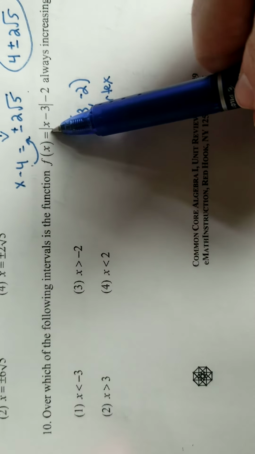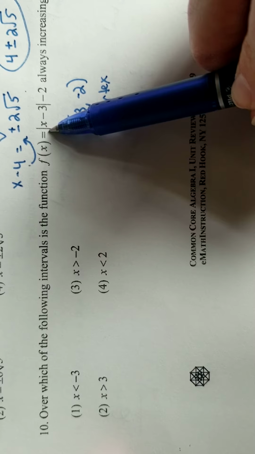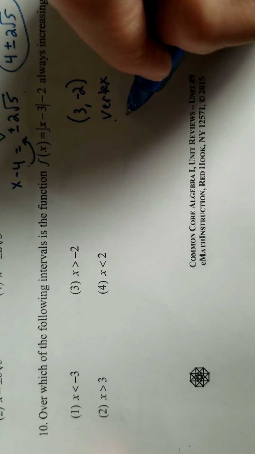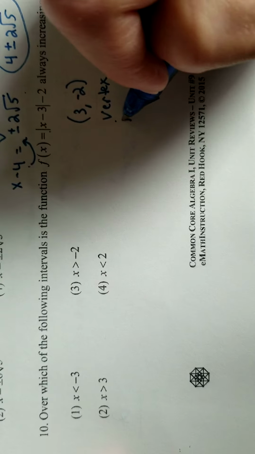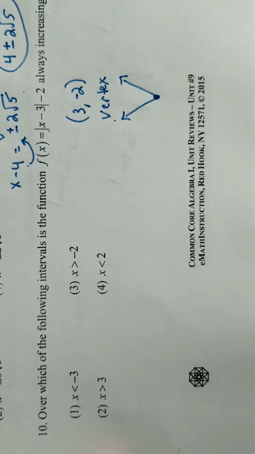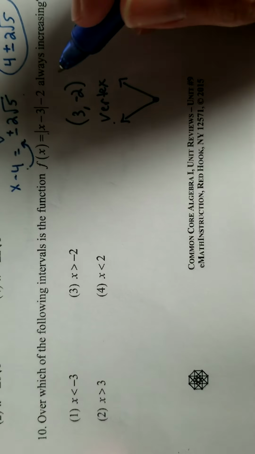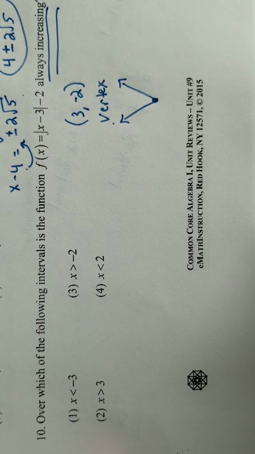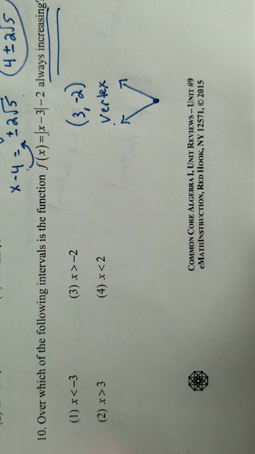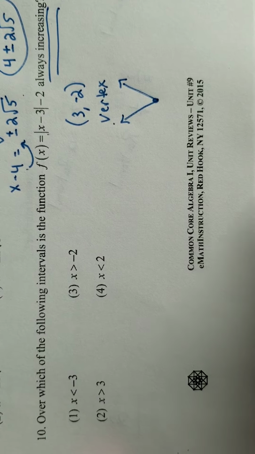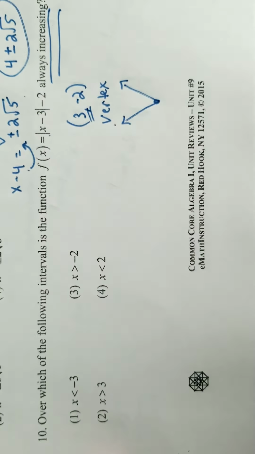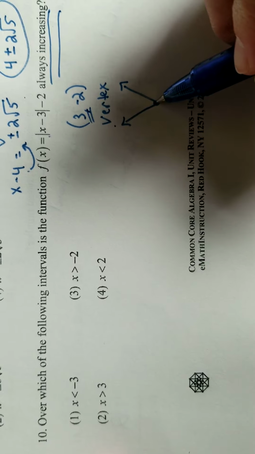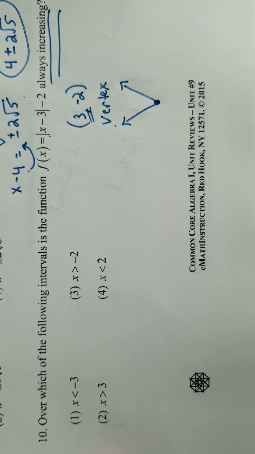And if you notice, the number out in front is invisible. It's invisible positive 1. So that means we have a function that's going up. There's my vertex point at 3 and negative 2. And we want to figure out where it is always increasing. You're going to look at your x values, which is right here. This is 3, negative 2. And again, you could graph this on your graphing calculator to get a better visual.